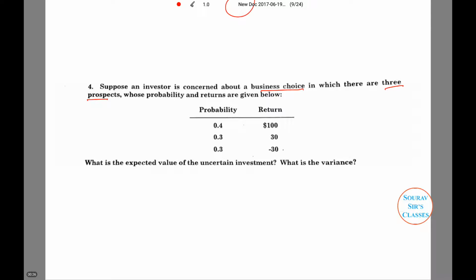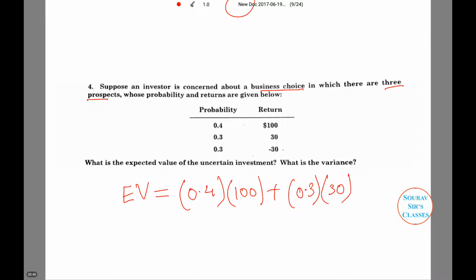The expected value EV can be calculated here as EV equals 0.4 into 100 plus 0.3 into 30 plus 0.3 into minus 30, and this amounts to $40.